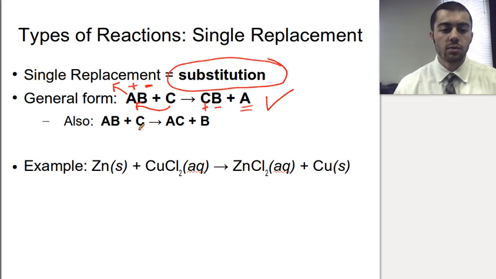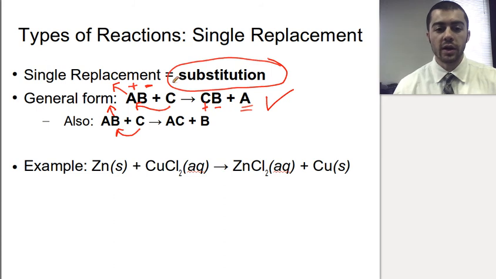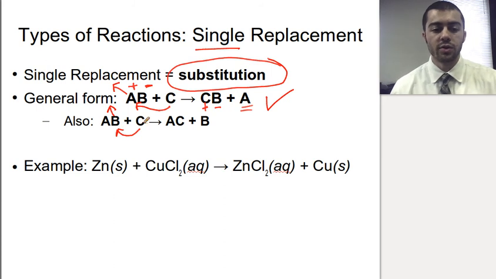It's also possible to have an anion come in and replace the anion in the compound. So in this case we would have C coming in for B, substituting in and kicking B off, and that would give us AC plus B. So again, it's much more common to see cation switching, but it is possible to have anions come in and substitute as well. But either way, it's a single replacement. We're only substituting one part of this equation.